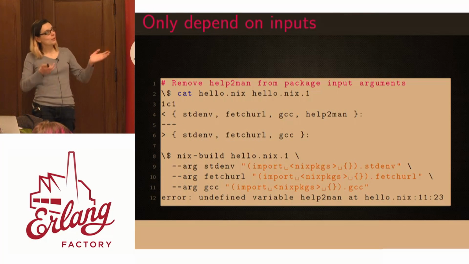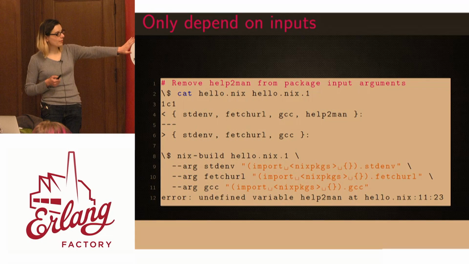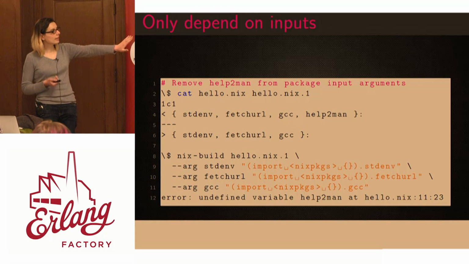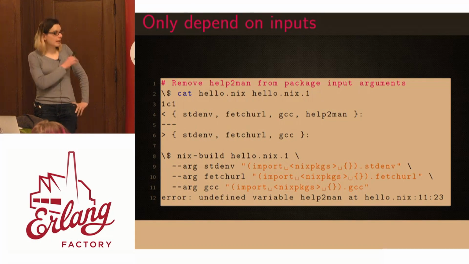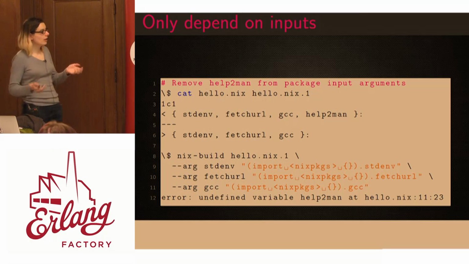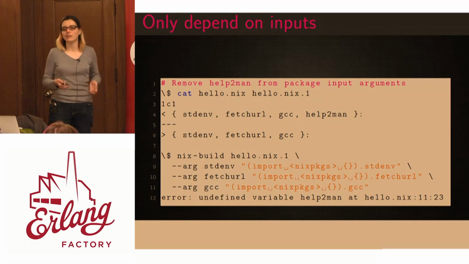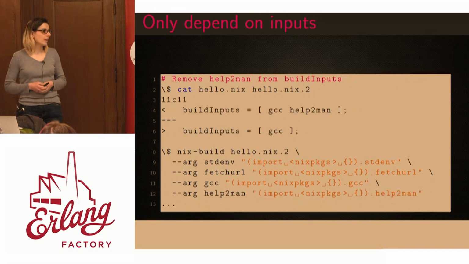And then what would happen if we remove the help to man from the top of the inputs in our Nix package definition? Well, actually, it errors out immediately, and it says undefined variable, because we use it later on in the build inputs, right? So that's what we would expect, and that's a good thing. We want it to fail when it can't do anything reasonable, right?